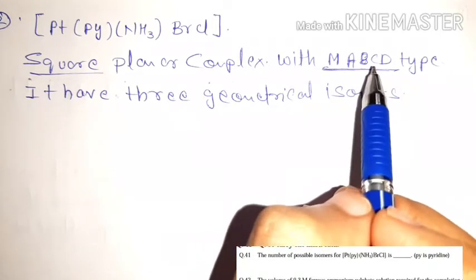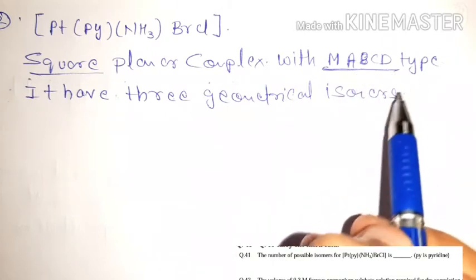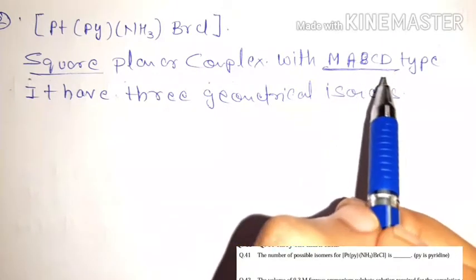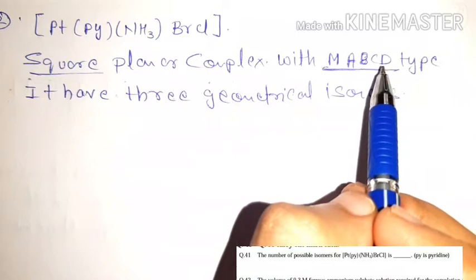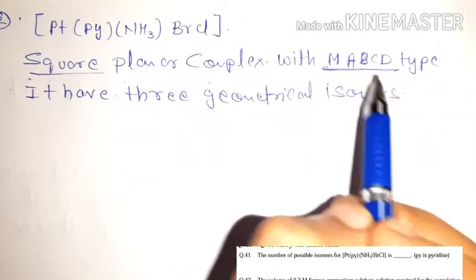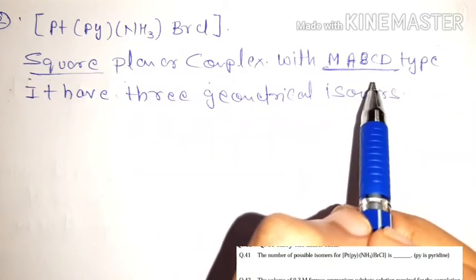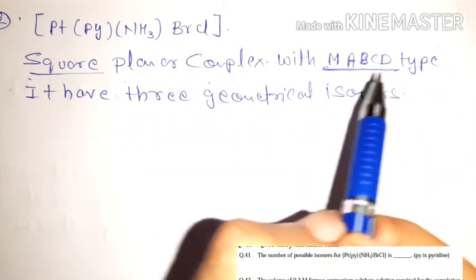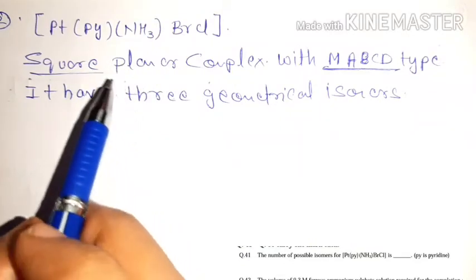Either you can fix the position of B or C or D. There is no restriction that you can fix only A, but either you can fix B or C or D, and after that you can change the relative position of the rest of all ligands. Okay, so now here we can fix the position.